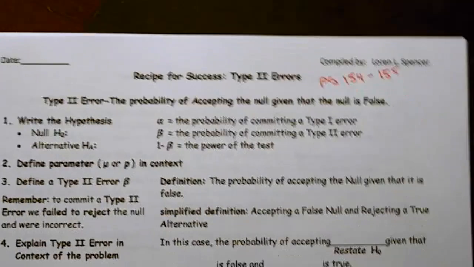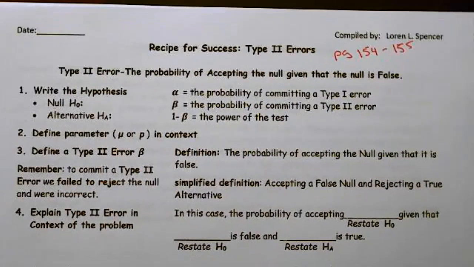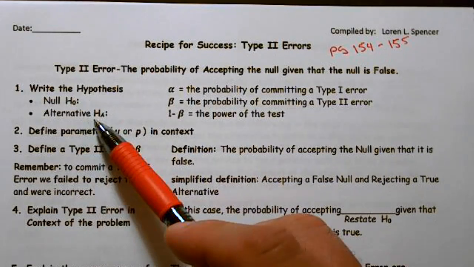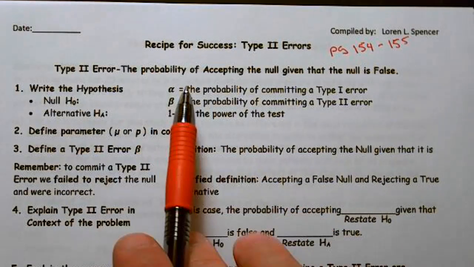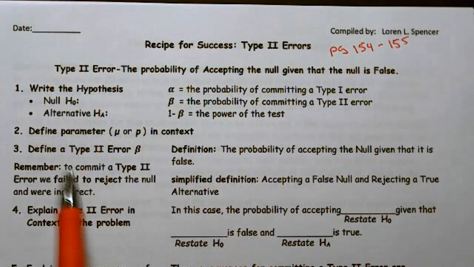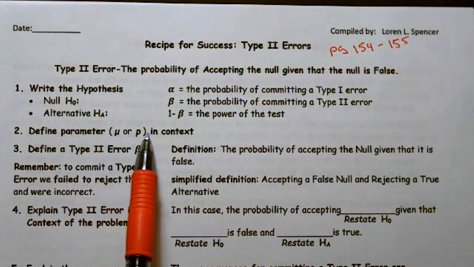Okay, this video is going to deal with the recipe for success and how to go about doing a problem on type 2 errors and how you break it down. Very first thing you need to do is write the null and alternative. Here are your definitions of alpha, beta, et cetera, the measurements of type 1 and type 2 error. Make sure you define the parameter in context.